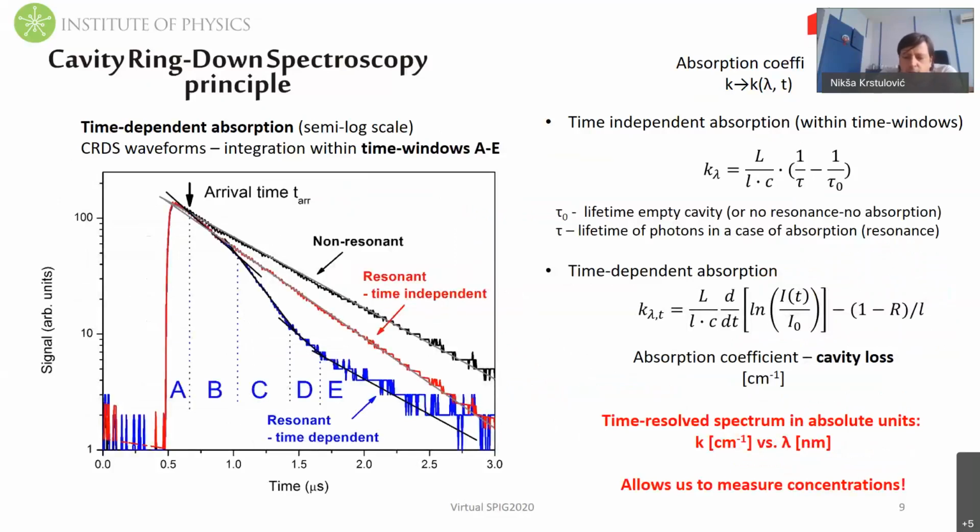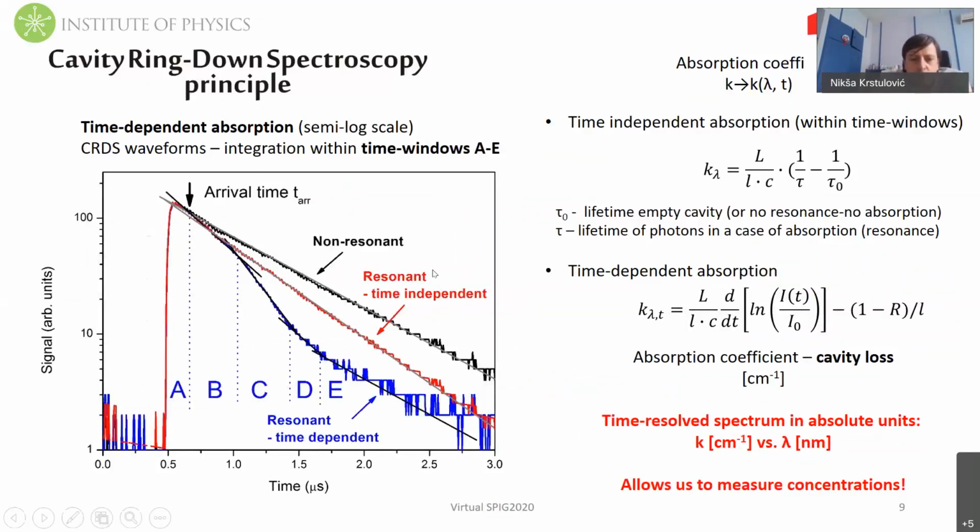This is our signal measured by the photomultiplier. We call it a waveform. In semi-logarithmic scale, a single exponential decay is a straight line. When we have some absorption which is time independent, the slope of the line will be steeper. But in our case, we are talking about laser-produced plasma, whose density is not constant in time.